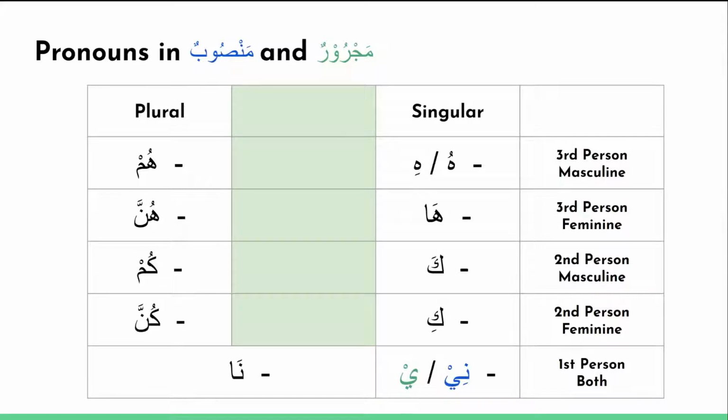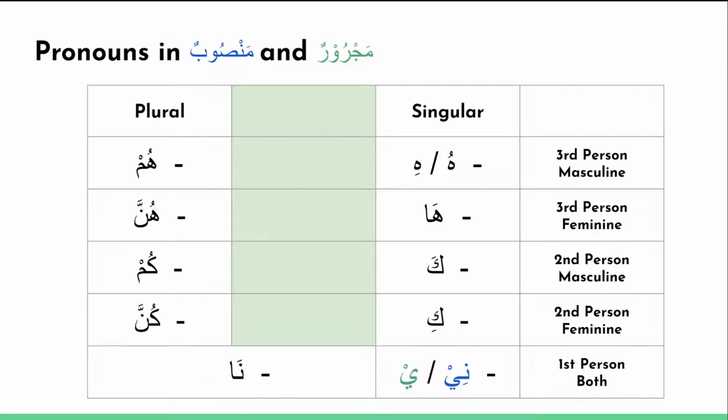Now, it turns out that for the first person singular pronoun, in other words, if I'm trying to say my or me, there are actually two different suffixes here. It's either i or ni. Usually, if it's in the majroor case, I say i, and if it's in the mansub case, I say ni. So if I'm trying to say mention me, I can say udhkurni. But in the majroor case, I say i, kitabi, my book. Our book, kitabuna. All of these other suffixes are the same for mansub and majroor. So if I want to say mention us, I say udhkurna. Mention us in your dua, for example.